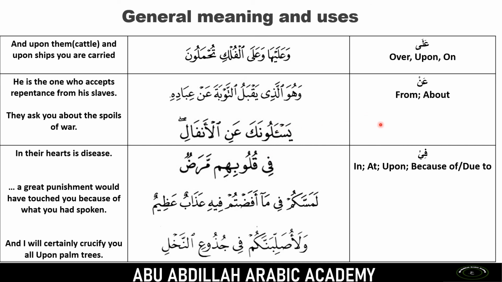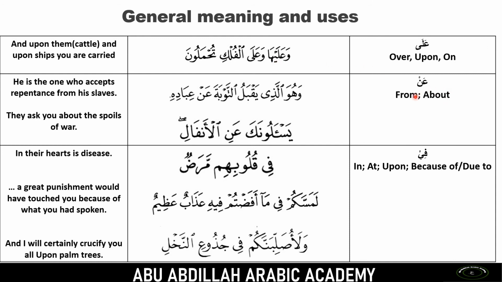Next I have ala. Now ala gives the meaning of either over, upon, or on. So the example of ala that I have here is wa alayha wa alal fulki tuhmalun, that is upon it, that is the cattle, and upon the ships you are carried. So ala here gives the meaning of upon or over.